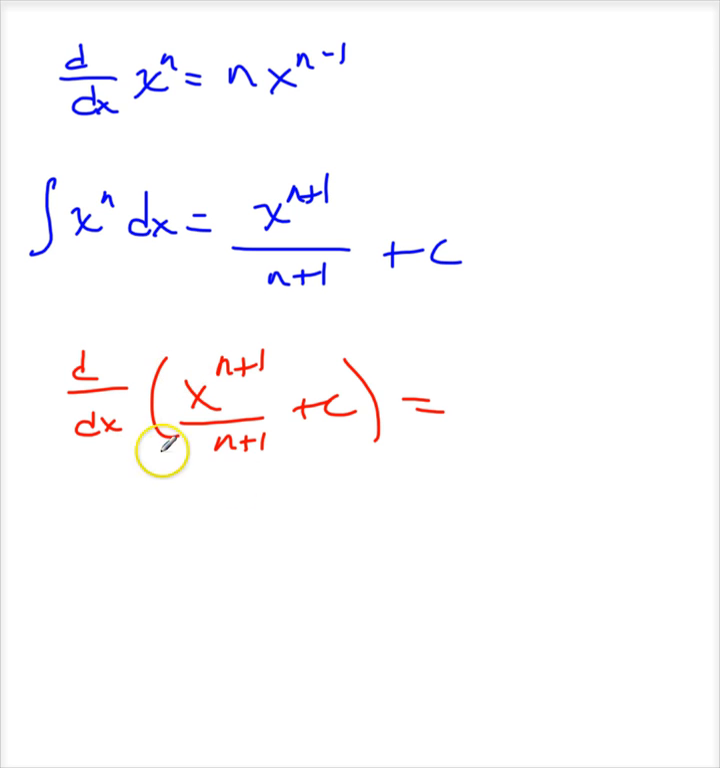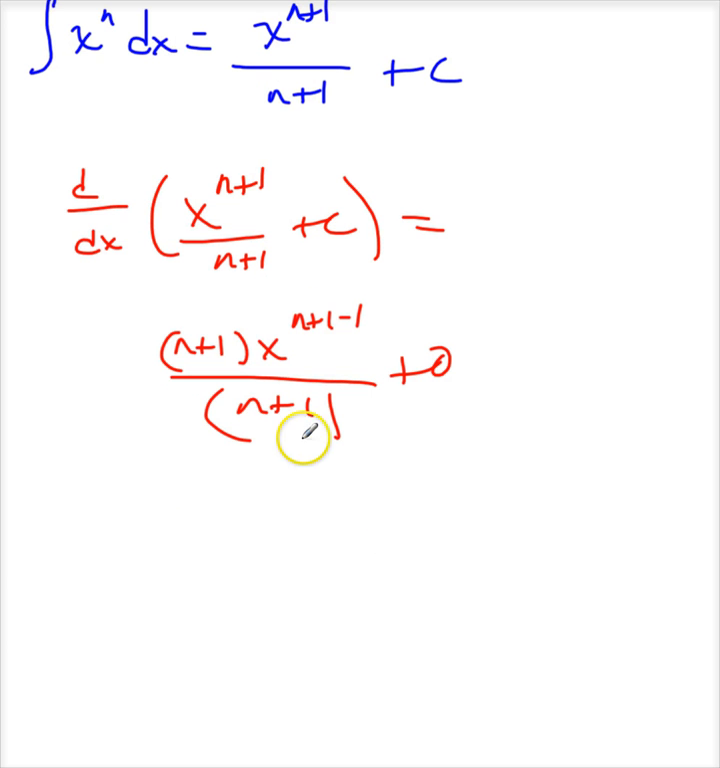What is this? Well, this is going to be n plus 1 times x to the n plus 1 minus 1, divided by n plus 1. And the derivative of a constant is, of course, 0. So this becomes, the n plus 1's cancel, x to the n. So the antiderivative of x to the n is x to the n plus 1 divided by n plus 1 plus c.